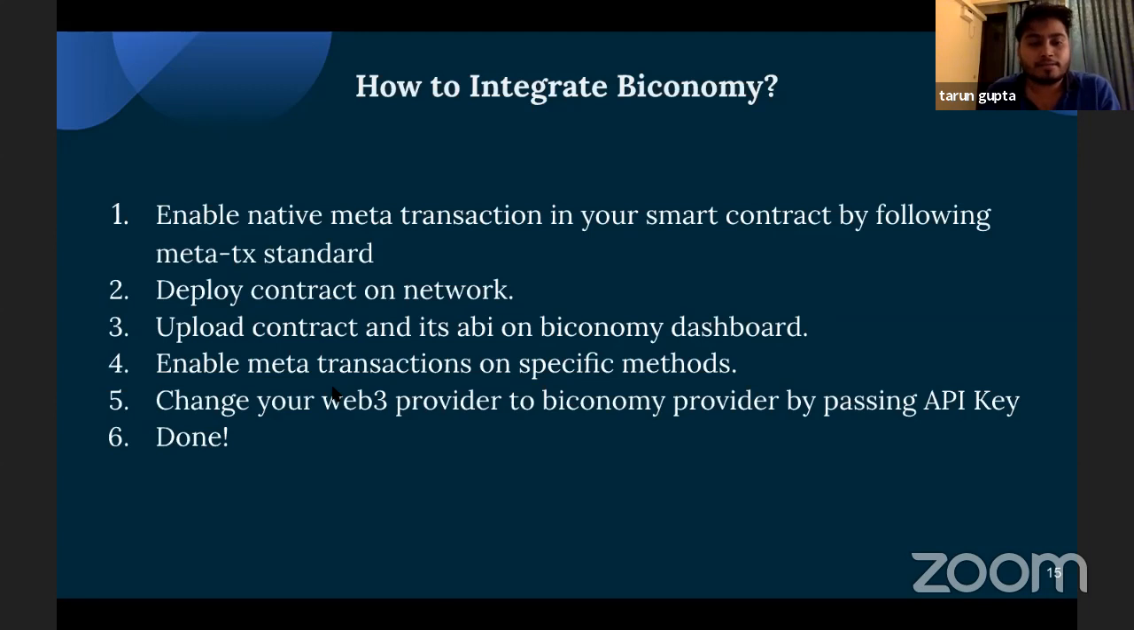And then you can enable meta transactions on specific methods. In the previous example, the mint and transfer functions should have meta transaction enabled on the dashboard before integrating the Mexa SDK on the client side. Then simply change your web3 provider to the Biconomy provider with the API key provided by our dashboard, and you're done.